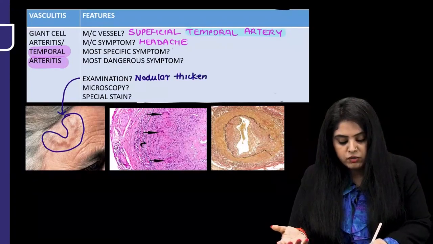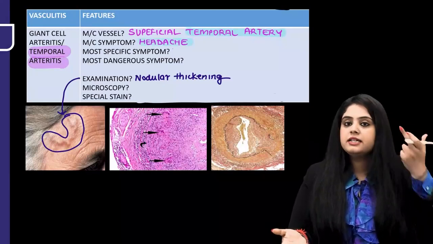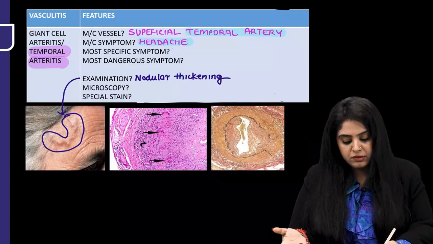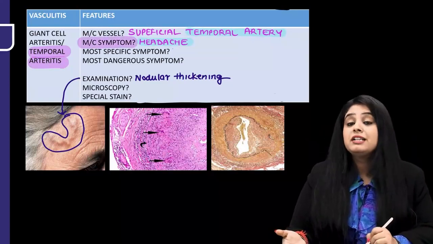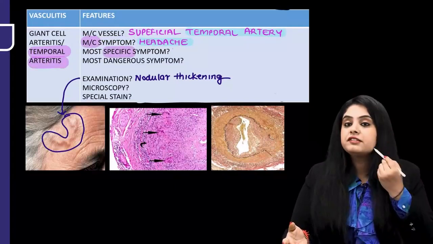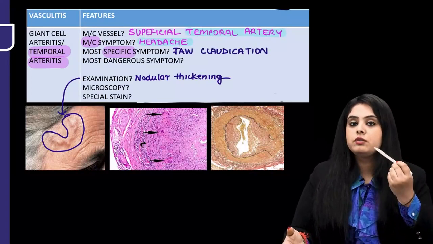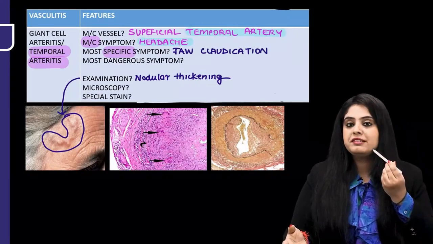How is the patient going to present? Of course, the patient is going to present with localized headache. There will be headache in this region. So the most common symptom is known to all of you. But that was the most common symptom. If I ask you, what is the most specific symptom? The specific symptom becomes jaw pain, jaw claudication. So remember, most common is headache, but most specific is jaw pain.